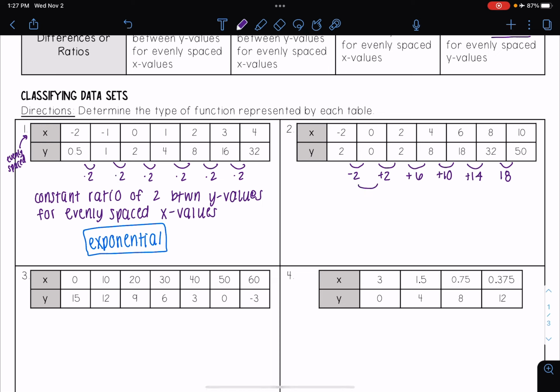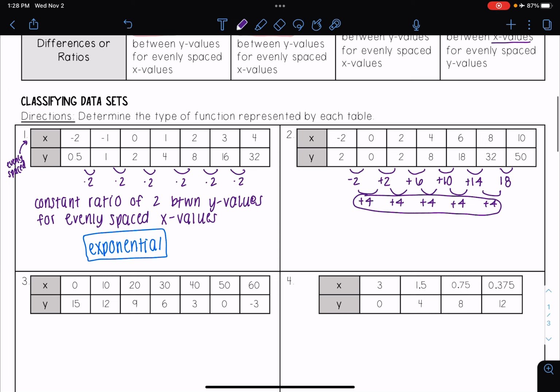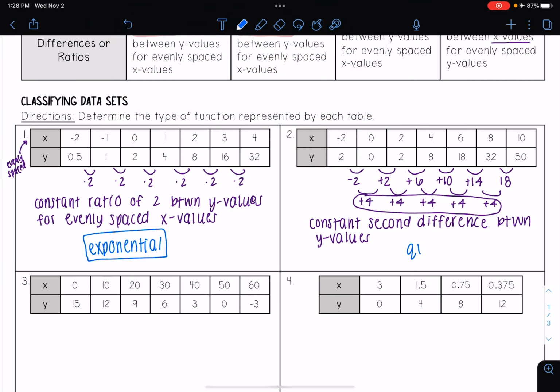To get from -2 to 2, I add 4. 2 to 6, I add 4. Add 4. Add 4. And add 4. So I see that my second differences are the same. So I can say these are, let's do purple, constant second difference between y values. And so since I have a constant second difference between y values, that means that this one is quadratic.